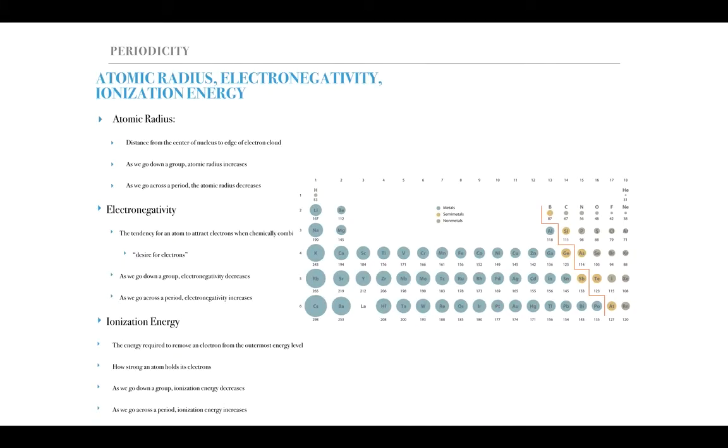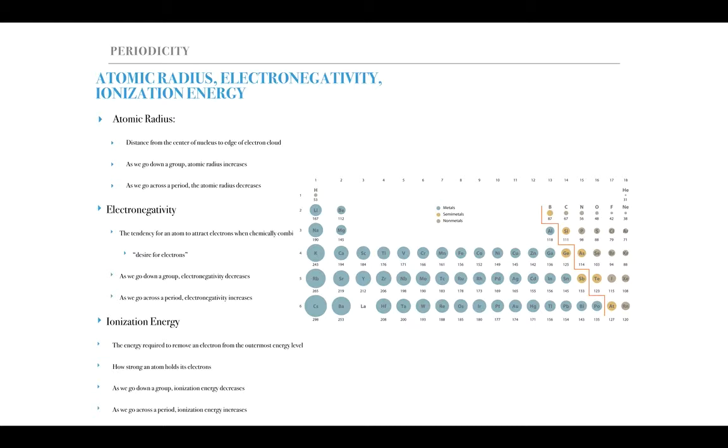Atomic radius is the distance from the center of the nucleus to the edge of an electron cloud. As we go down a group, atomic radius increases. This is due to the fact that there are added energy levels. As we go across the period, the atomic radius decreases. This is because electrons are added to the energy levels and shielding is occurring. Electronegativity is the tendency for an atom to attract electrons when chemically combined. This is their desire for electrons. As we go down a group, electronegativity decreases because the valence electrons occupy a higher energy level. As we go across a period, electronegativity increases due to the nuclear charge increasing as you go across a period.